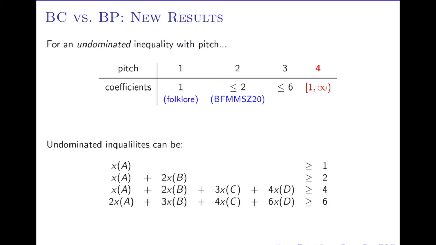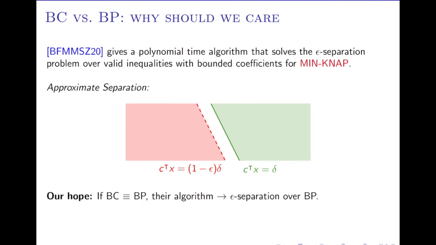This seems like a really nice little cute result, but why does it matter? Why do we even consider these problems in the first place? And the reason is that in Beanstalk et al., they gave a polynomial time algorithm that solves the epsilon separation problem over valid inequalities with bounded coefficient. So our hope was that if bounded pitch is the same as bounded coefficient, then their algorithm will directly imply that there is a polynomial time algorithm that solves the approximate separation problem over bounded pitch inequalities.